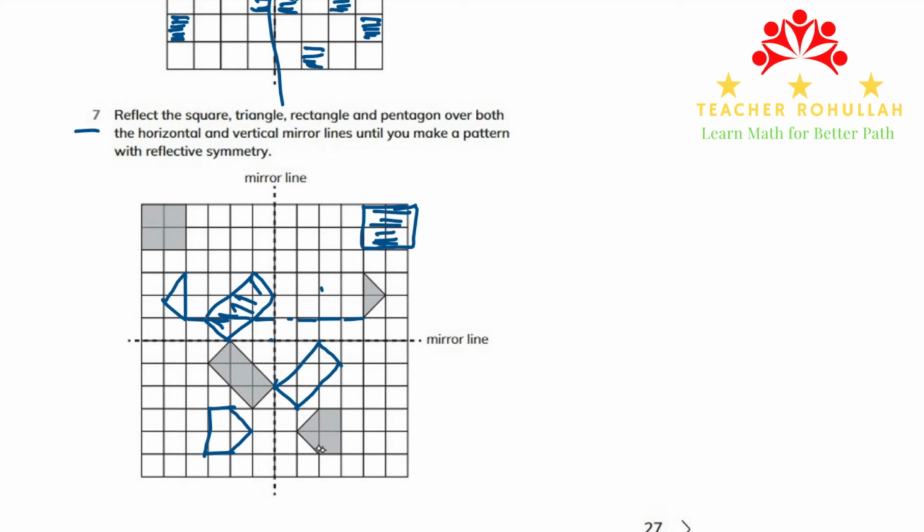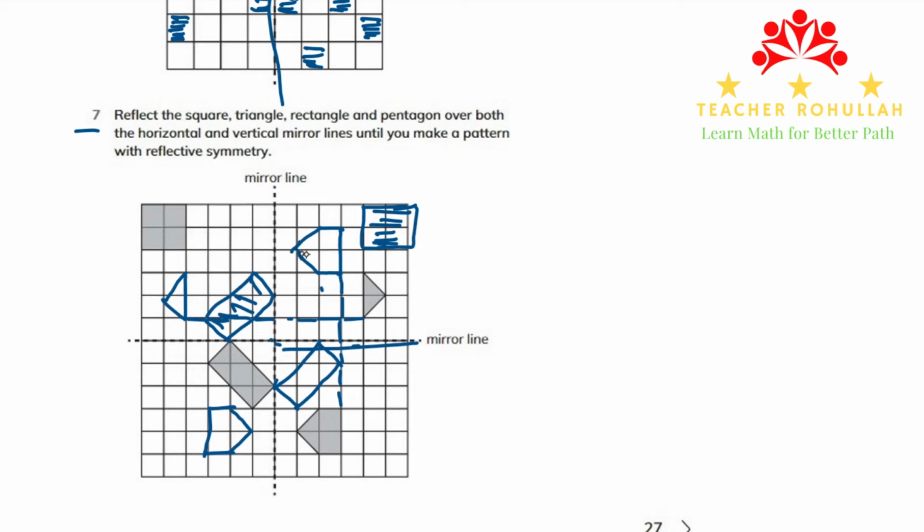And now I reflect this pentagon over this mirror line, which is here. So 1, 2, 3. It is apart 3 lines from the mirror line. 1, 2, 3. So it can be here. It can be right here. So we are done with reflection of this pentagon over here.